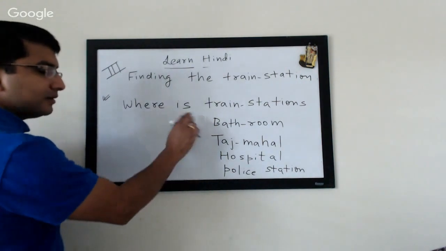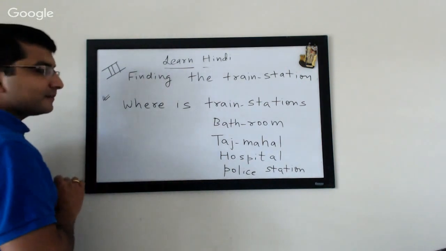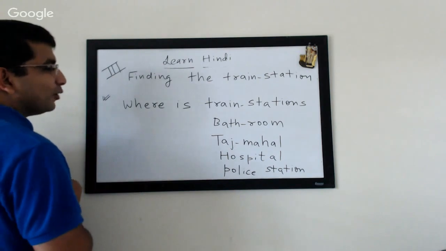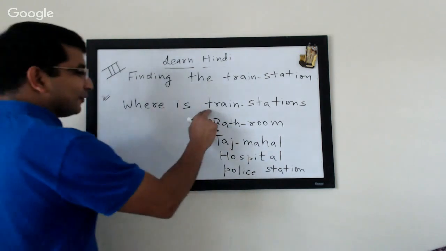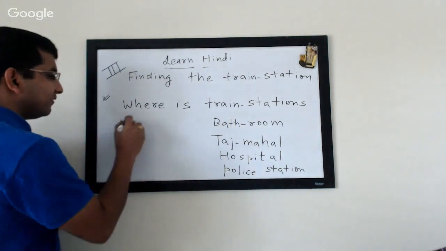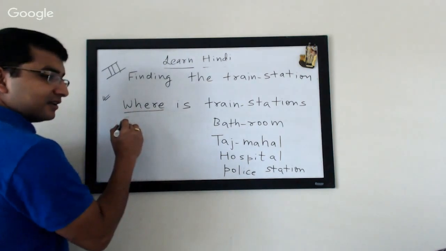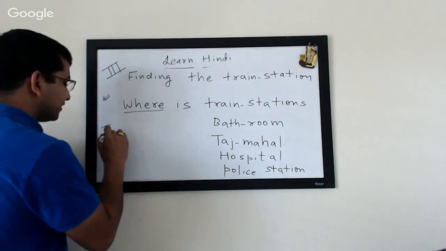So I'll do one and I'll ask you to do the remaining, right? I hope it's not too much homework. So the first one is, as you know, where is... kahan, right? So the first one is train station.